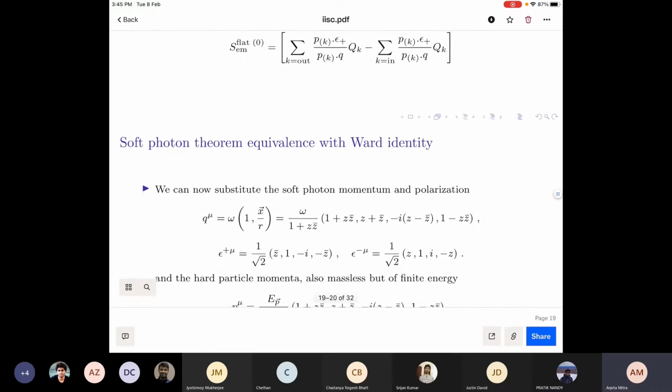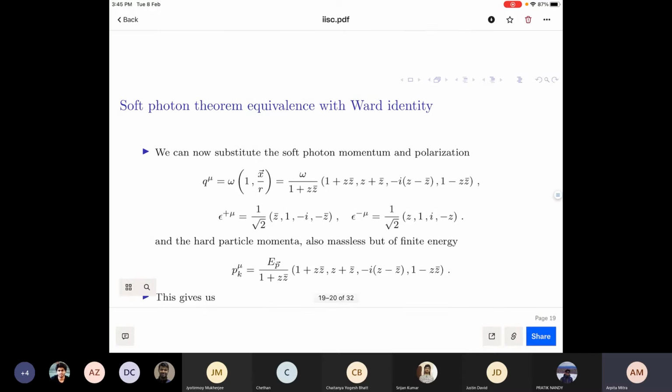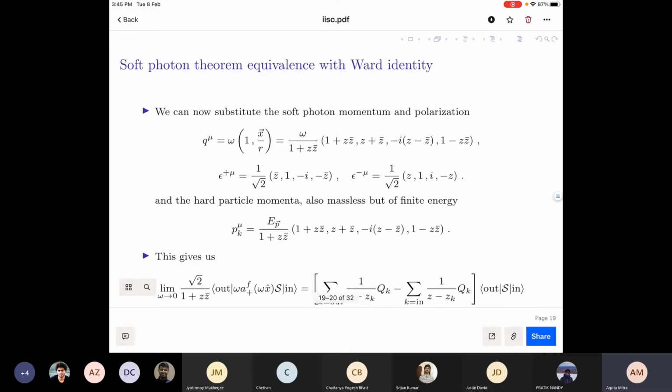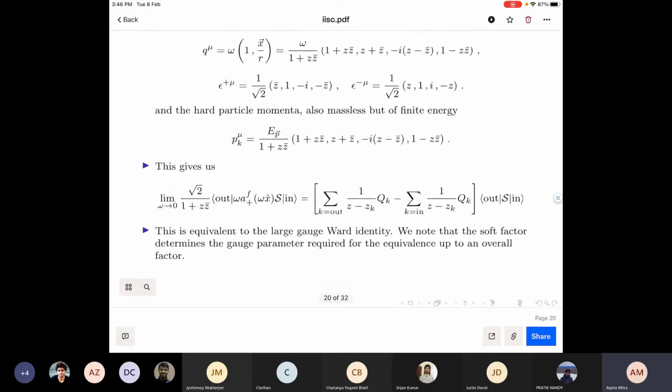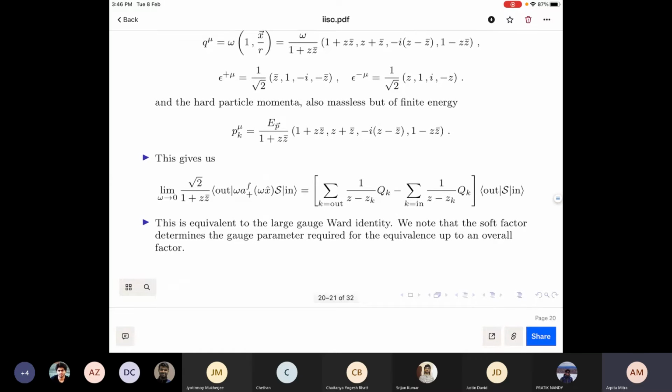To show that, one has to first substitute the soft photon momentum and polarization in terms of the null momenta q^mu, and then we can choose this parameterization. We have chosen this parameterization from the Strominger paper, and we can rewrite our soft factor in terms of the z, z̄ coordinates. Here z, z̄ is the soft photon direction, and doing the manipulations, one can show that this large gauge Ward identity is equivalent to the soft photon theorem.